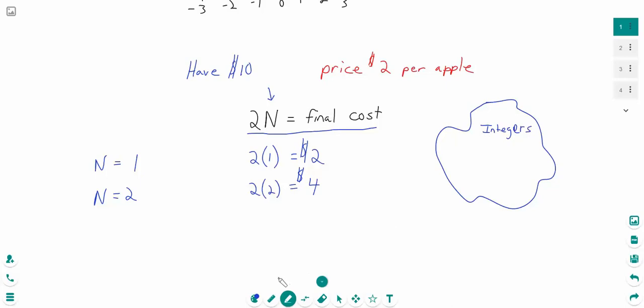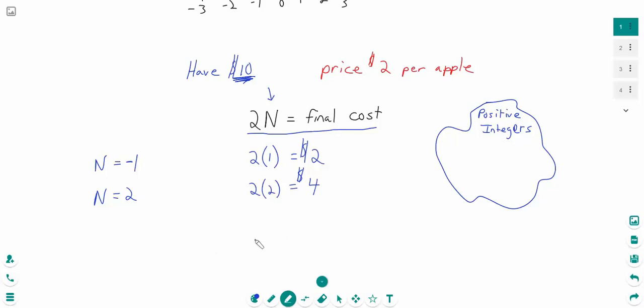Whole numbers. Now, what else could we say? Could it include negative numbers? Could n possibly be negative 1? Well, again, the answer is no. That wouldn't make sense because you can't buy negative apples. So we know it's going to be positive integers. Now, you might think that's all you can conclude, but there's still something else. The final cost of the apples can't be greater than 10. It could be less than 10, but it can't be greater than 10.